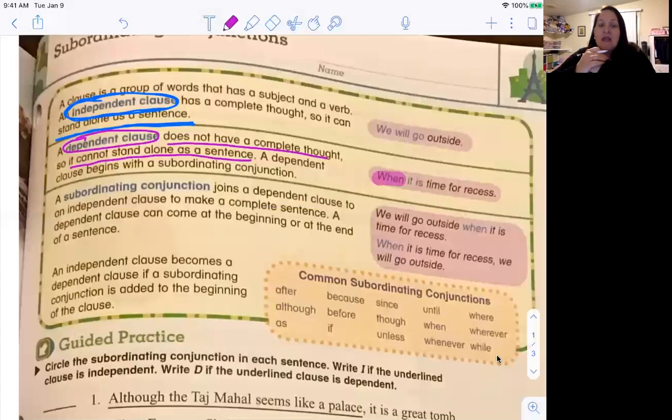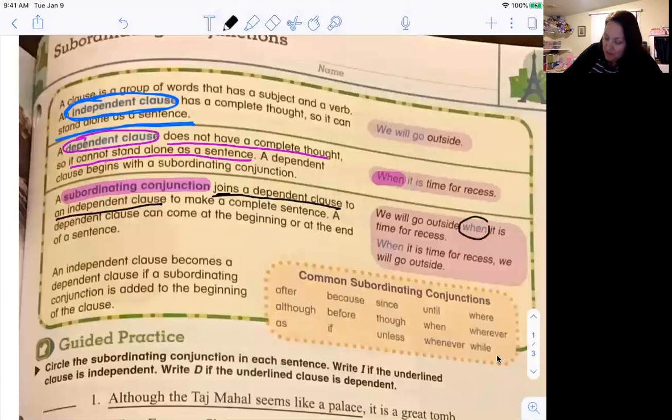Let's keep going. A subordinating conjunction joins a dependent clause to an independent clause. It's kind of like the magnet in between those two sentences. It joins a dependent clause to an independent clause to make a complete sentence. A dependent clause can come at the beginning or at the end of a sentence. So it says, we will go outside when it is time for recess. That's your subordinating conjunction. It's joining two clauses. We will go outside: subject we, verb will go. So it's a complete thought.